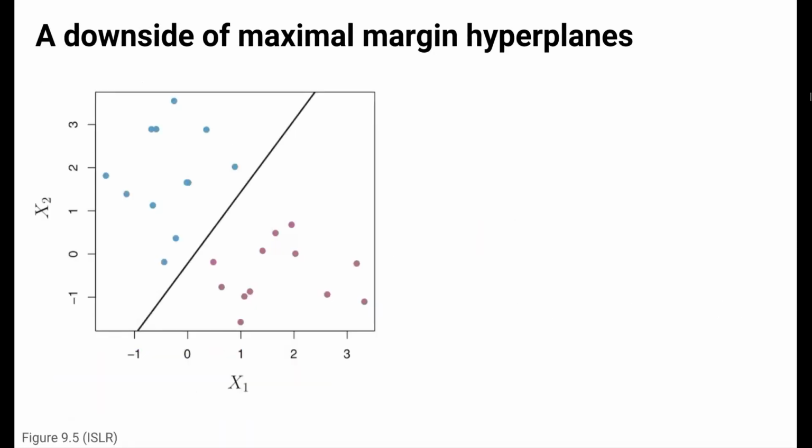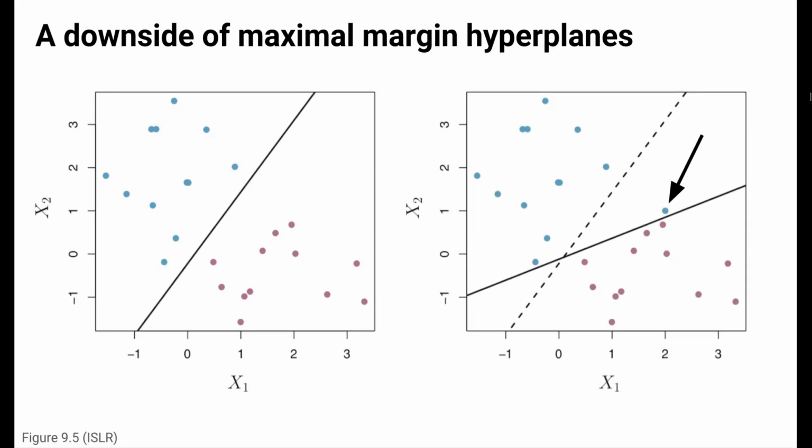So the downside of maximal margin hyperplanes is that they're very sensitive to what exactly the training observations are. That is, they're highly variable. So the particular maximal margin hyperplane for this data set shown on the left is shown in black. But with the addition of one single blue data point, the maximal margin hyperplane shifts. It shifts from where it was for the dashed line. It is now the solid black line, so it shifts quite a lot.